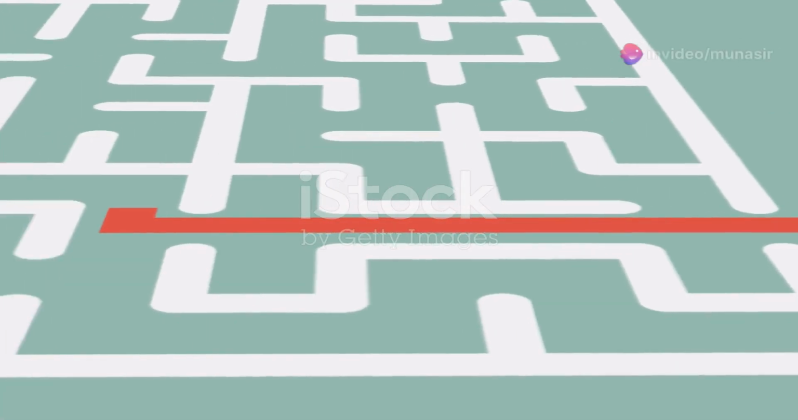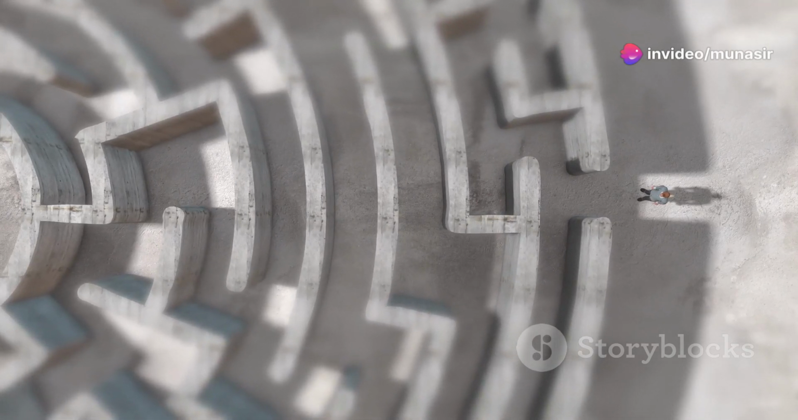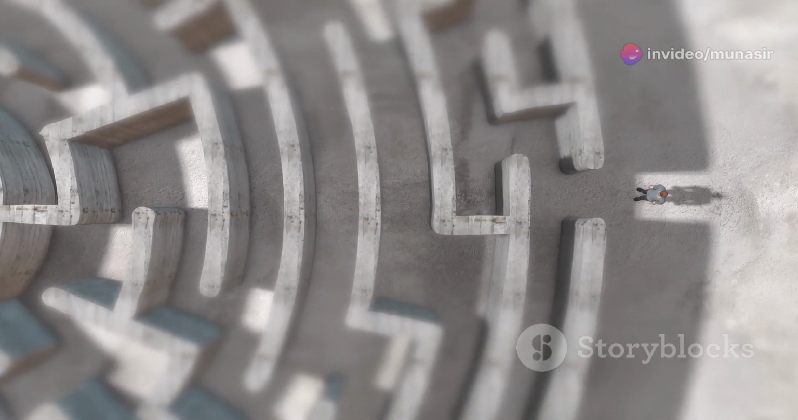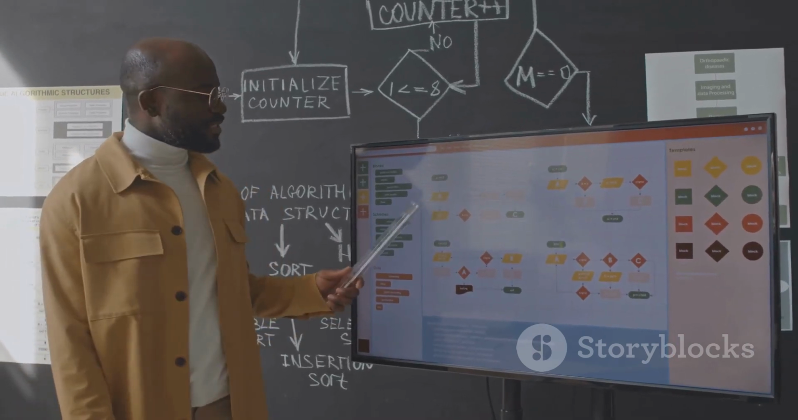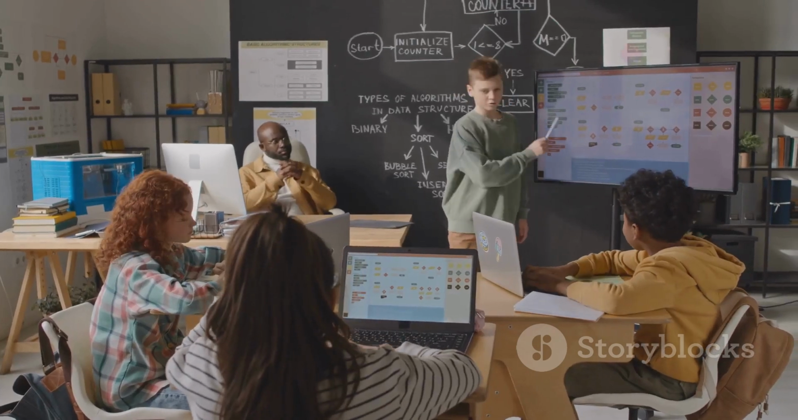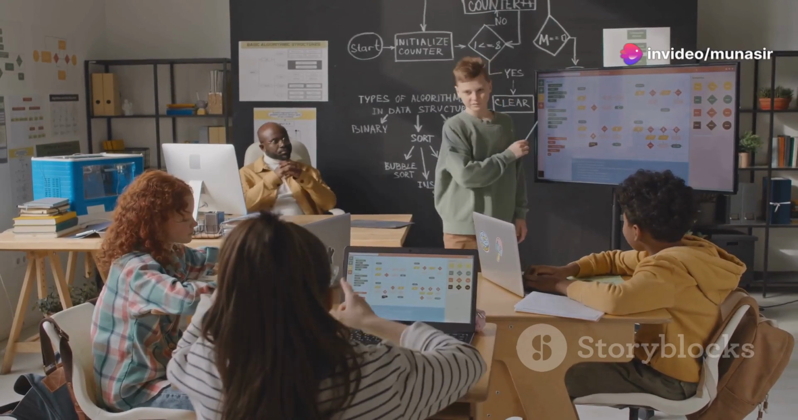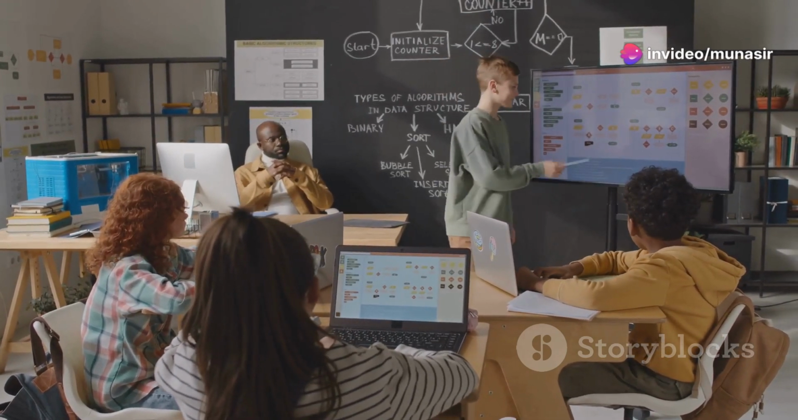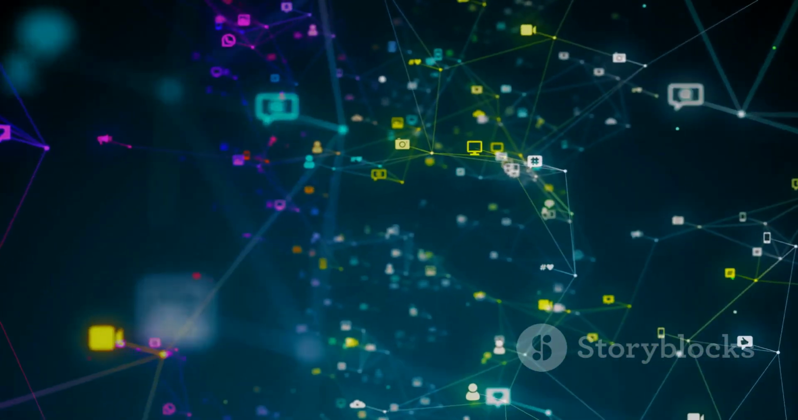Imagine you're exploring a maze. You start at the entrance and systematically explore all the paths branching out from your starting point before moving further. That's the essence of breadth-first search, or BFS. BFS is a graph traversal algorithm that explores a graph level by level. It starts at a designated root node and visits all the node's immediate neighbors. Then, for each of those neighbors, it visits their unvisited neighbors, and so on.